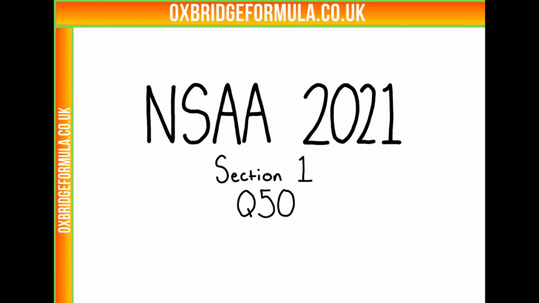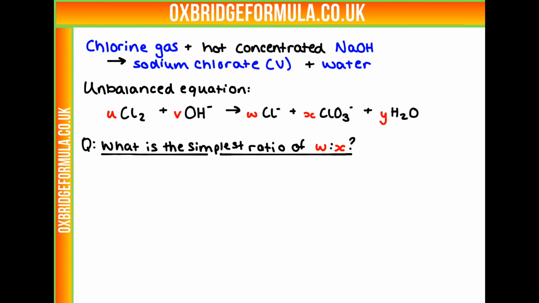This is NSAA 2021, Section 1, Question 50. We're told that when chlorine gas is reacted with hot concentrated sodium hydroxide, it produces sodium chlorate and water. And we have an unbalanced equation here of the ions with various coefficients listed, and we have to work out what is the simplest ratio of W to X. So, essentially, we just want to find a balanced equation for this reaction.